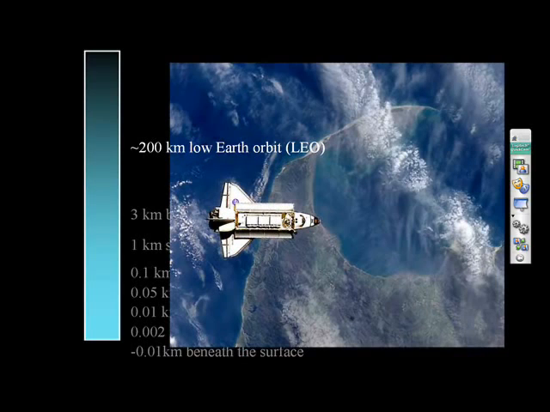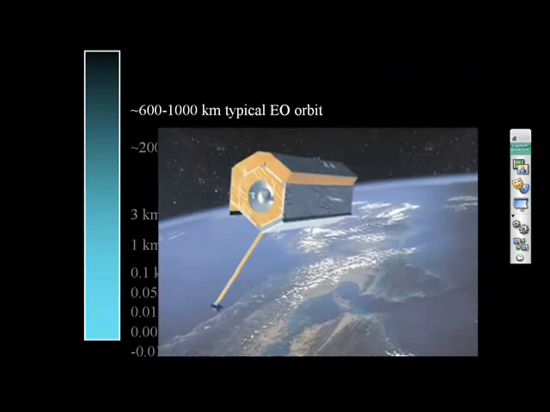Many hundreds to about 1,000 kilometers is a typical Earth observation orbit. So many, and probably most, of the satellites that you will consider in this course will be in that kind of range. Typically 800 kilometers is a very typical orbit for Earth observation instrumentation.